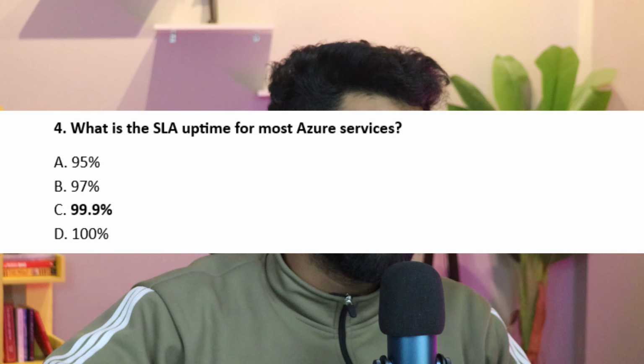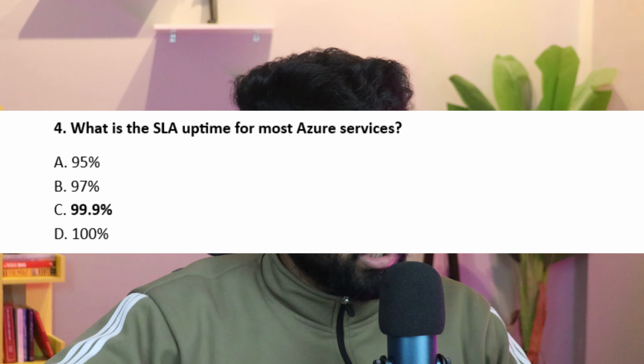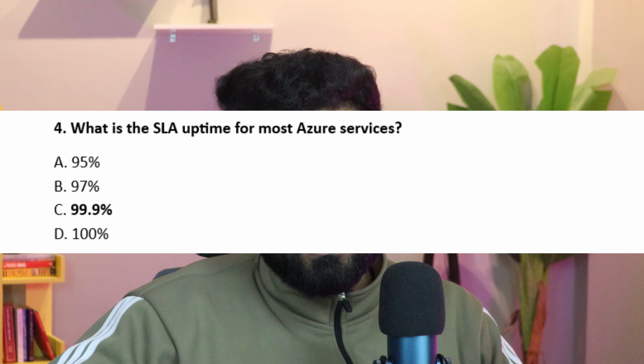Okay, now we have the fourth question. What is the SLA uptime for most Azure services? So we are talking about the SLA, service level agreement. Option number A, 95%. Option number B, 97%. Okay. Option number C, 99.9%. Option number D, 100%.